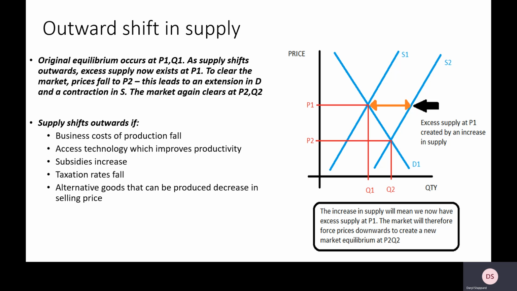So what needs to happen to clear the market? The invisible hand will force prices downwards to P2. And as price levels fall, well, demand will extend and supply will contract along S2, and then we'll be in equilibrium again at P2 Q2. So when you have an outward shift in supply, everyone, there'll be a reduction in market prices and the market will get bigger. It will grow from Q1 to Q2.